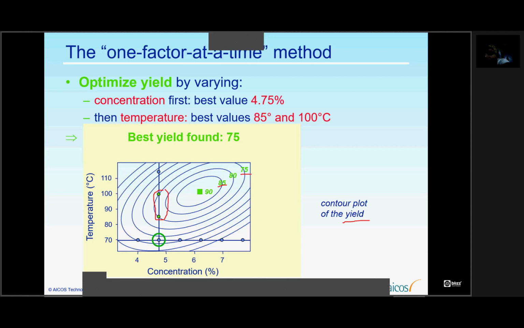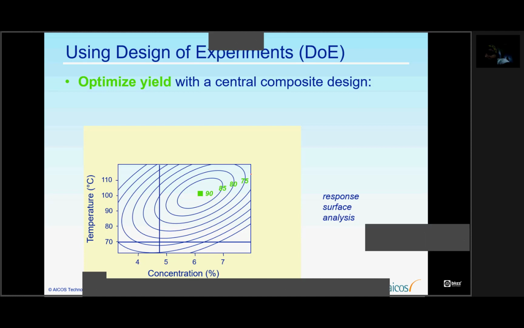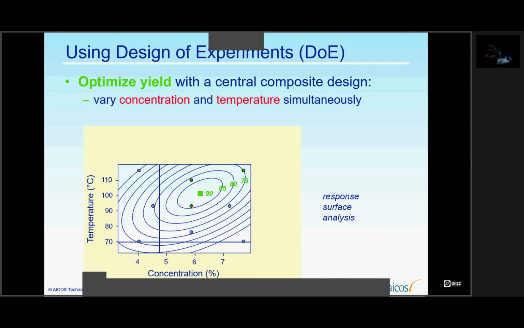So what would design of experiments do, on the contrary, to this? I will take exactly the same picture without the points, and we'll start again with a design of experiments method. So if you use design of experiments, the purpose is still to optimize the yield. The name of the design is not so relevant for the moment. And the main idea is that instead of varying one factor at a time, you vary everything simultaneously. So you vary both simultaneously, and then you get 9 points here as well.